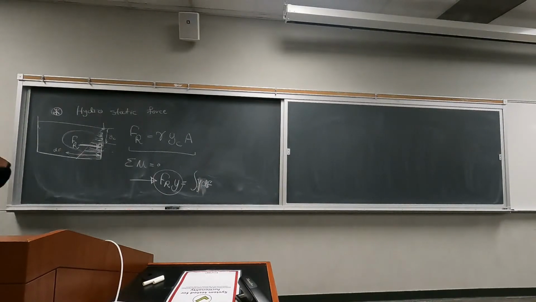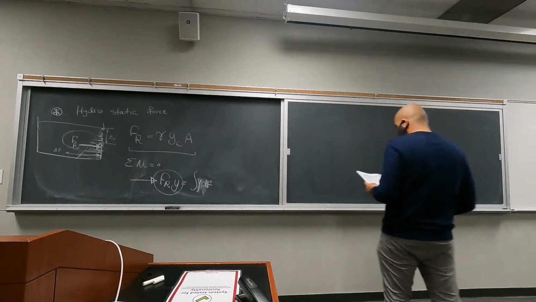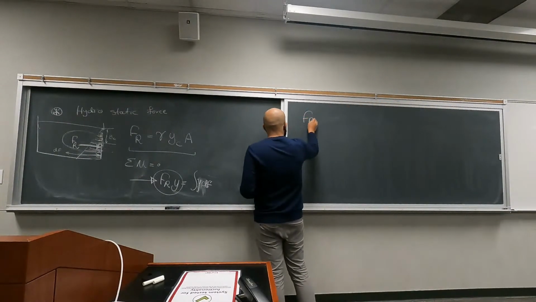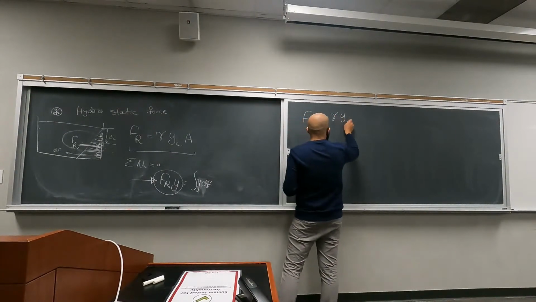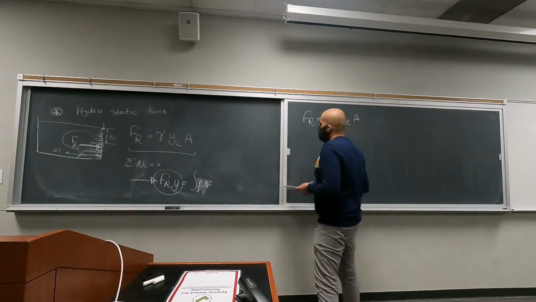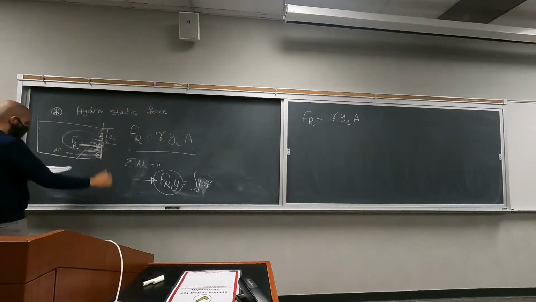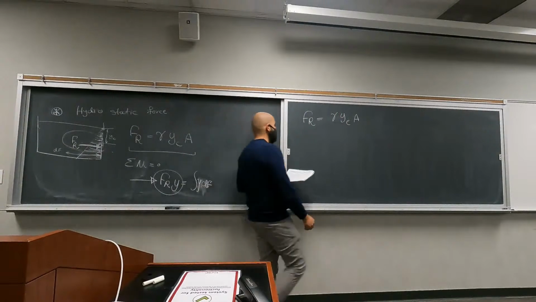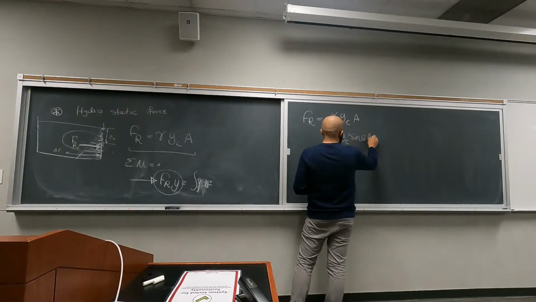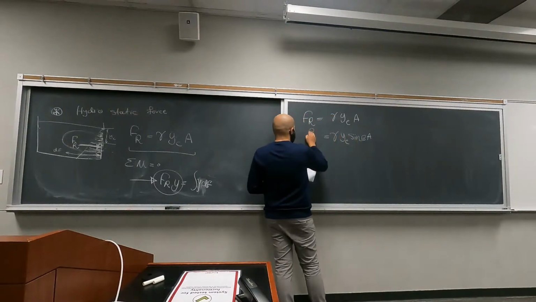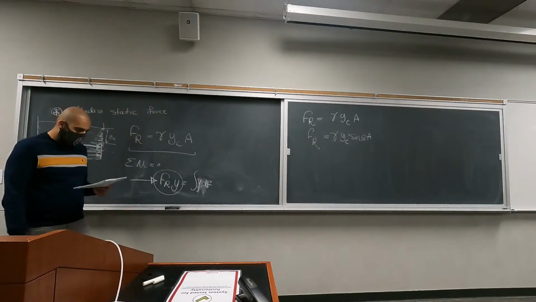Okay? So if you do the analysis, if you keep going forward with this, we already know that your F_R is going to be gamma y_c A. Or in more general terms, if your surface is inclined, it's not a horizontal surface, we have to multiply this gamma y_c by sine of theta, right? This is a more general term, the thing we talked about in the previous lecture.